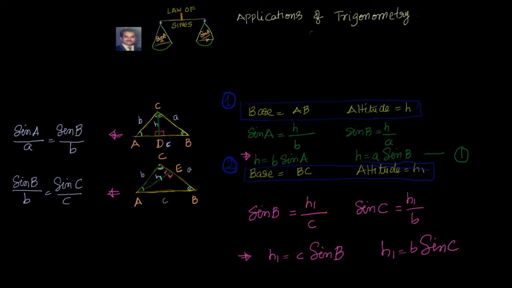So you can go forward and say the law of sines, which says that sine of A by A is equal to sine of B by B equal to sine of C by C. This is nothing but what is called the law of sines.